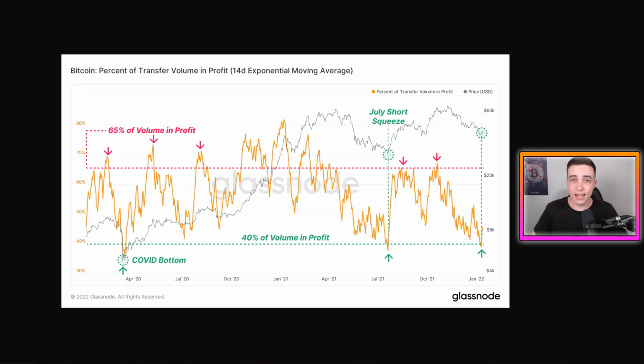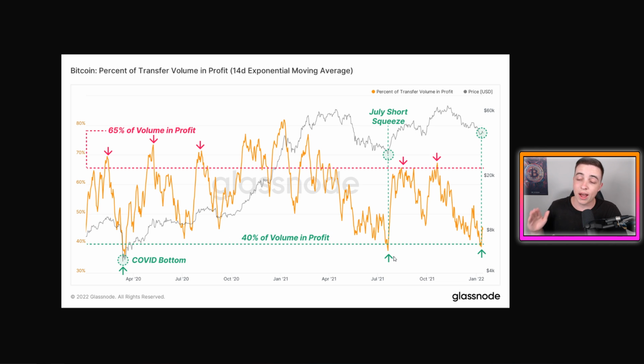And if you're looking at the last couple times that the Bitcoin transfer volume dropped below 40% volume in profits, first of all, we saw this happen back in the March 2020 crash when Bitcoin dumped all the way down to below 4,000 US dollars. And obviously that turned out to be an amazing buying opportunity. Everyone in the market back then was flipping extremely bearish, and a lot of people were selling Bitcoin at a loss. But once again, that turned out to be a great buying opportunity.